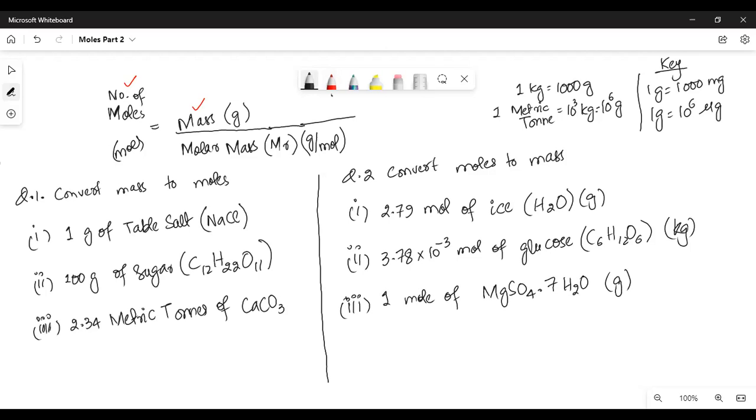Okay, let's try and solve this. So we first need to calculate MR. MR is Na, and we need to find Cl. Na is 23, Cl is 35.5. I hope you understand that this comes out to be 58.5. So we need to find moles, and moles is mass, which is 1 gram over 58.5 gram per mole, right? You gotta cancel gram and gram. 1 divided by 58.5 should give you the answer in mole. Easy enough?